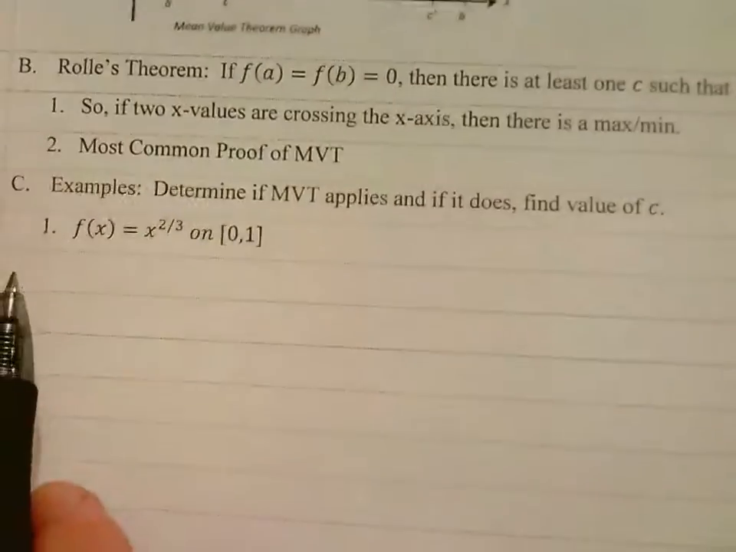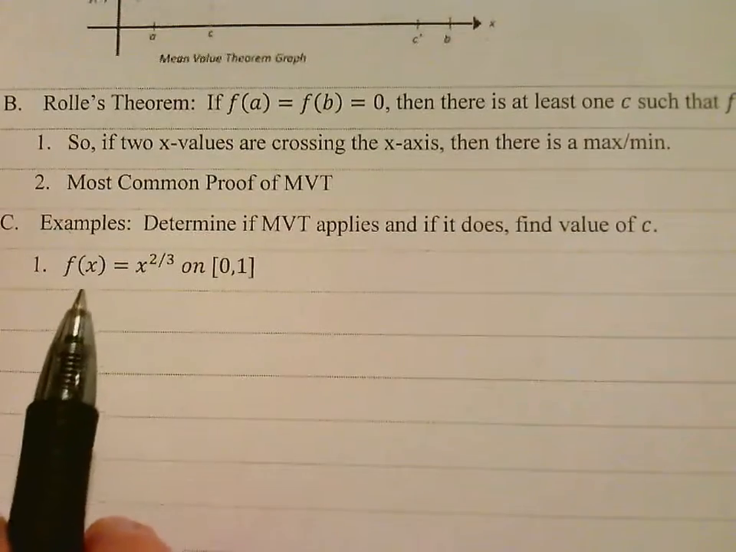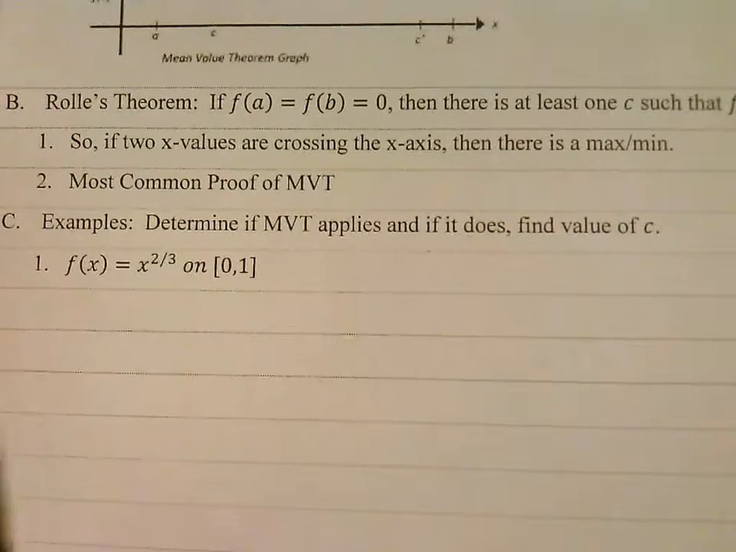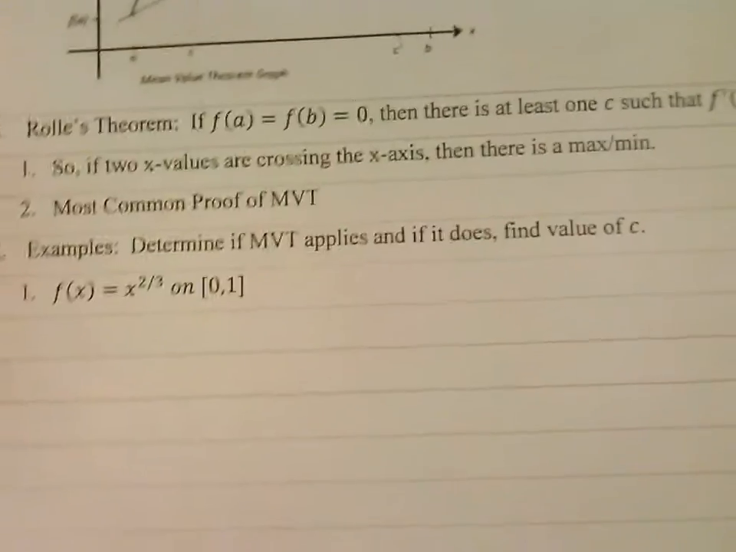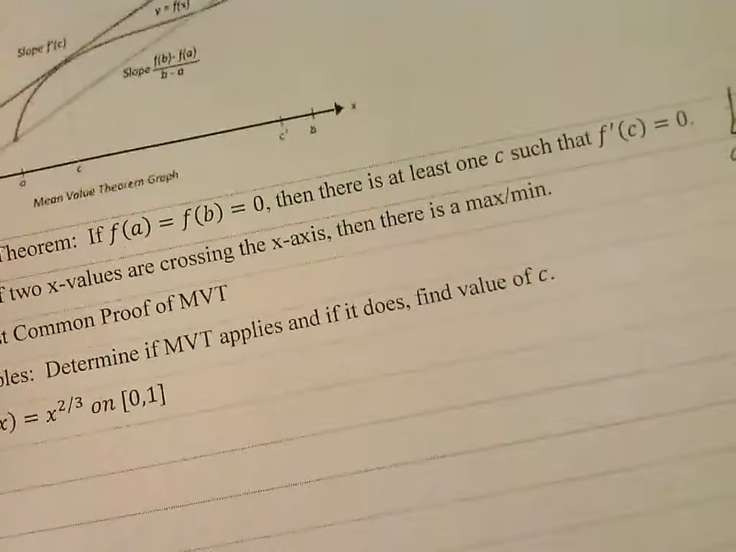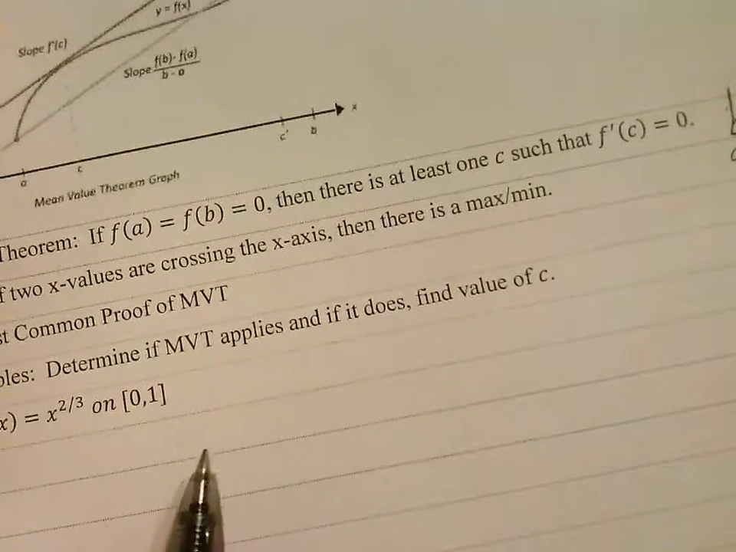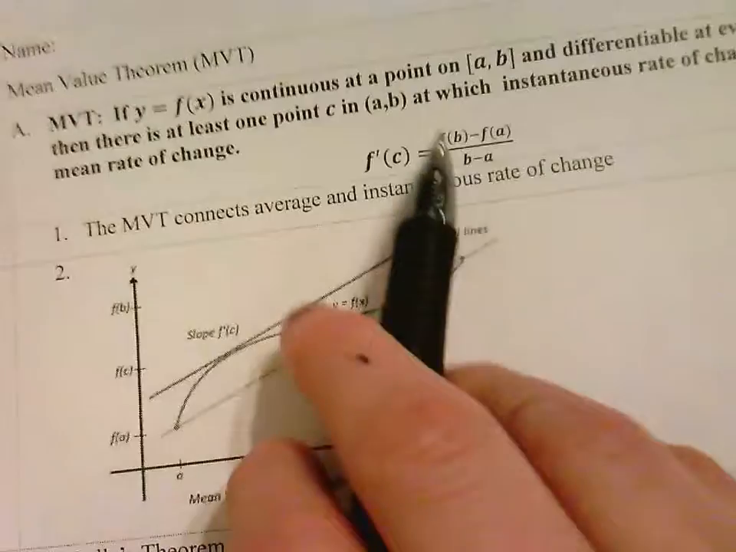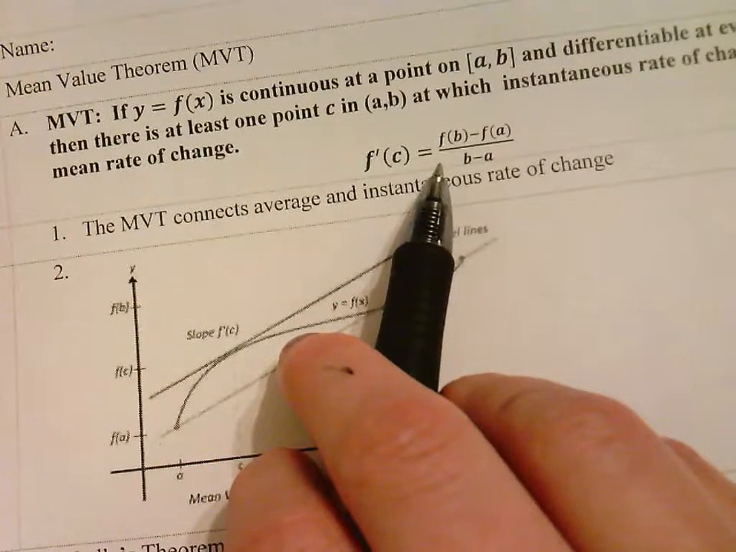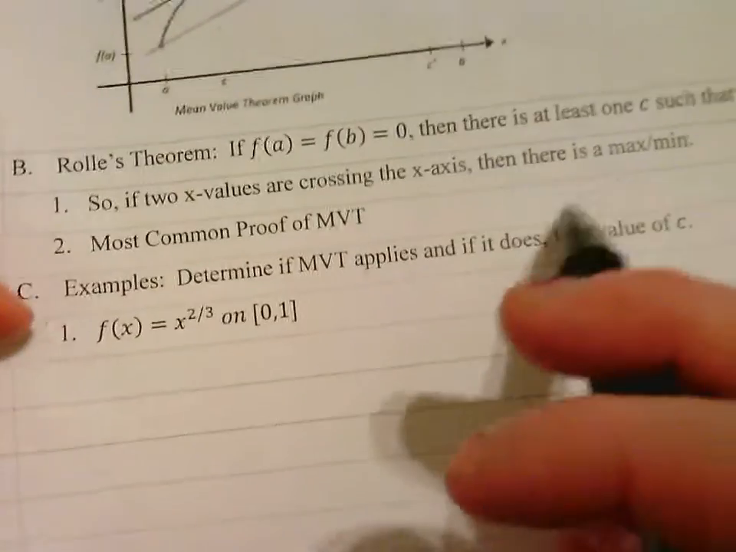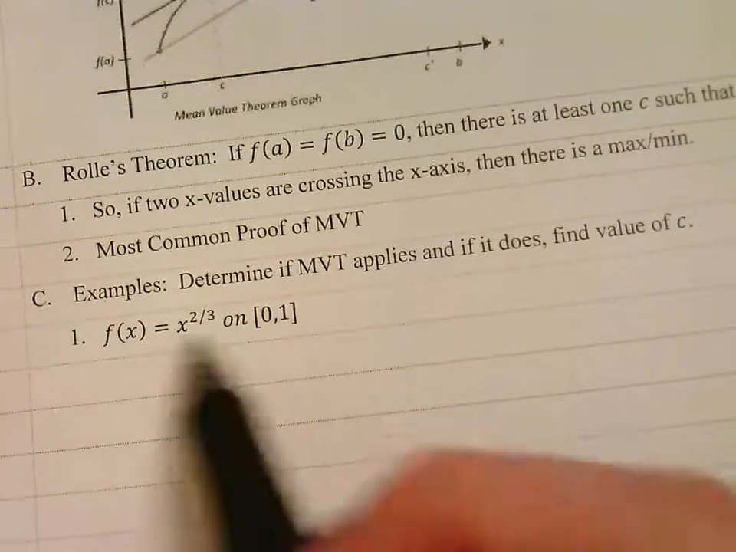So, examples. We're going to determine if the mean value theorem applies, and if it does, we're going to find the value of c. So to determine that, we need to find out what c is. We're on an open interval, so we're going to be using this equation: f prime of c equals f of b minus f of a over b minus a. Pretty much the first thing you do is wherever you see x, just turn it into a c.